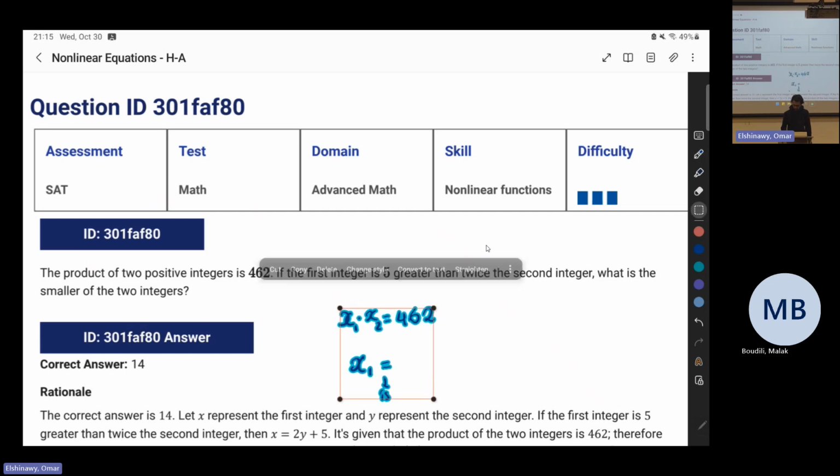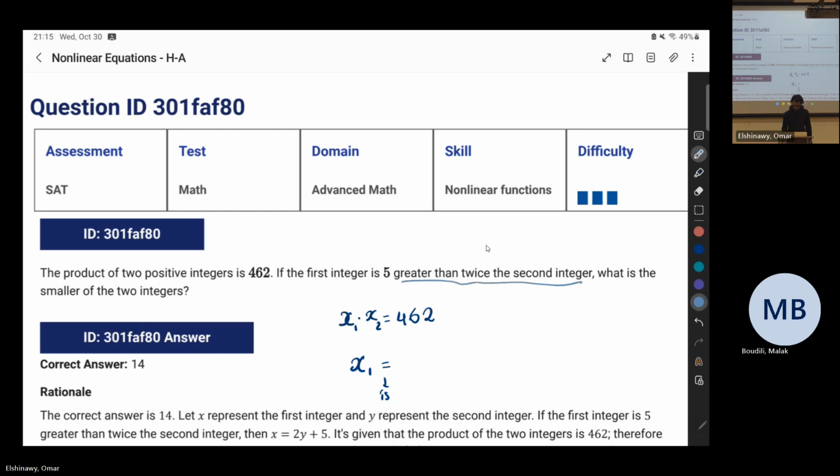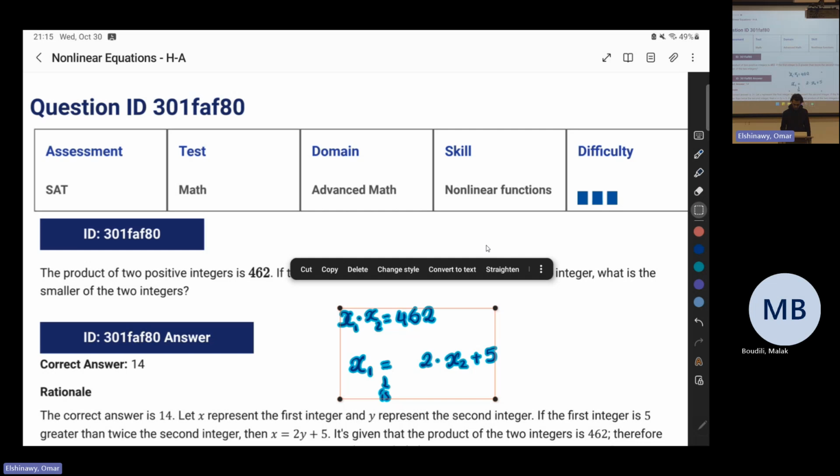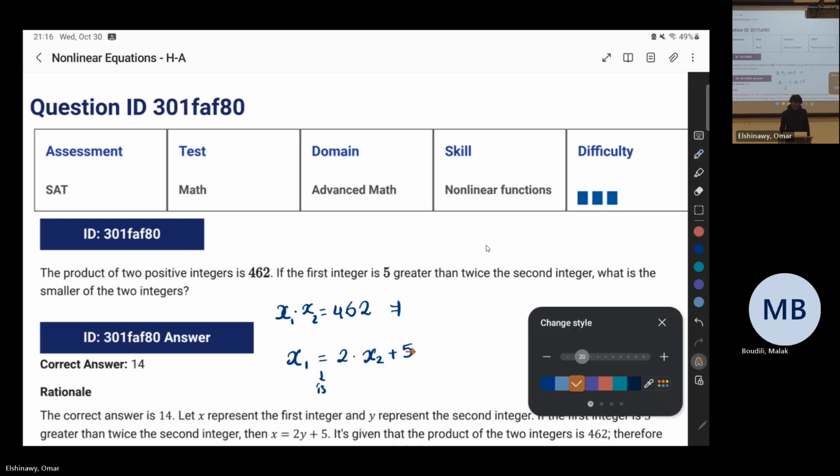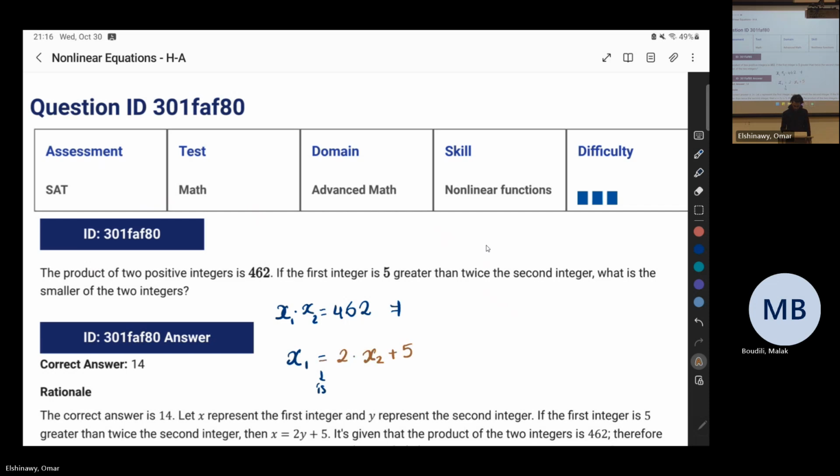Remember the trick where you read from right to left? So twice the second integer, 5 greater. So take the second integer, you times it by 2, and you add 5. So you get 2 equations, 2 variables. You plug in. You get x1 times x2, where I replace x1 with this value. So this will be the exact same thing now, but with the substitution.